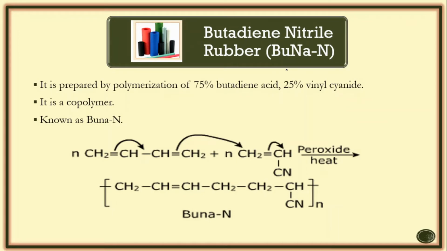So again, you have to look into it. Bu stands for butadiene. So now if you can see, butadiene is one of the monomers. Then nitrile, which is vinyl cyanide. So you can see the monomers here, and then they both react to give you buna-N. So again, it is a copolymer because two different monomers are there.